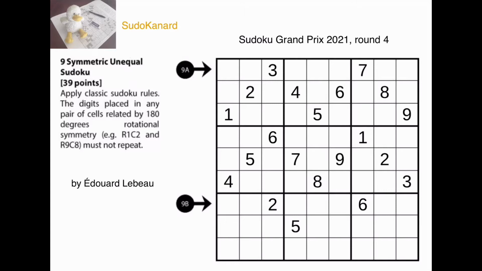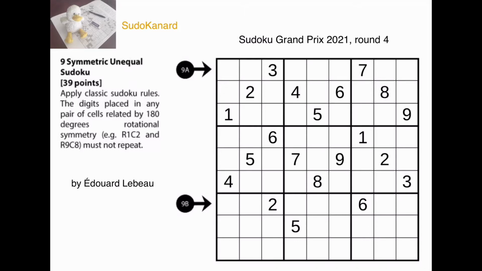So apart from the classic Sudoku rules, the constraint is that every time you take two cells that are symmetric from each other with respect to the center of the grid, they must contain different digits. So this digit and this digit must be different.